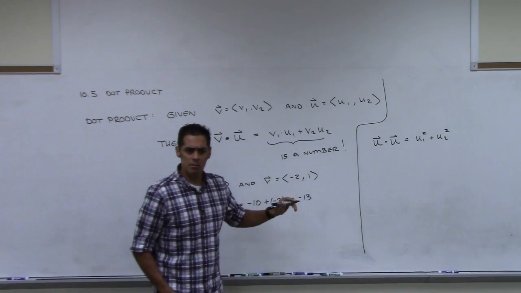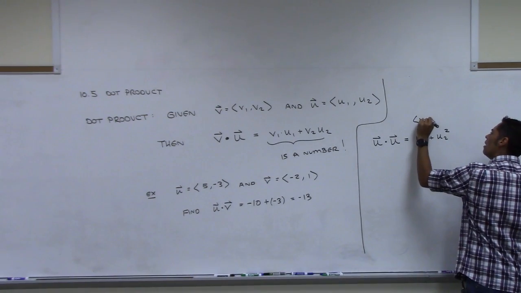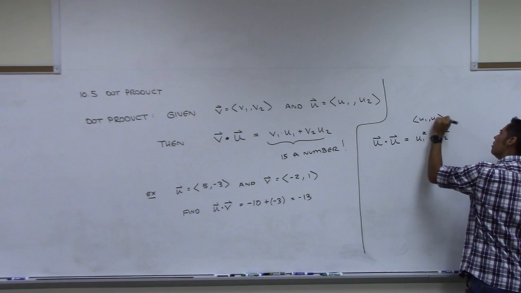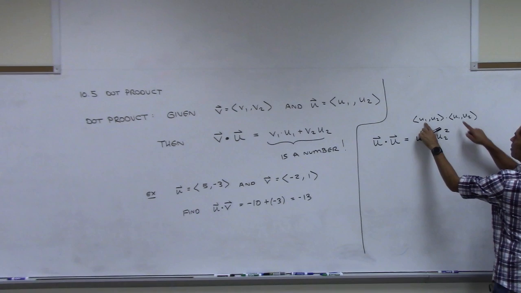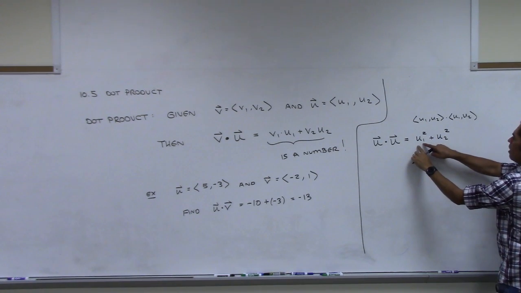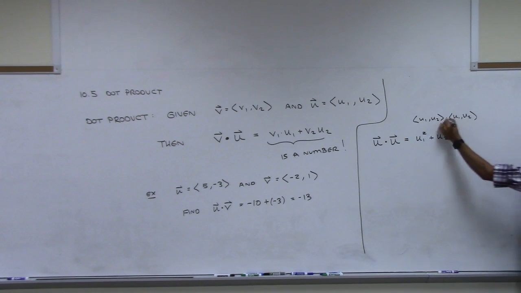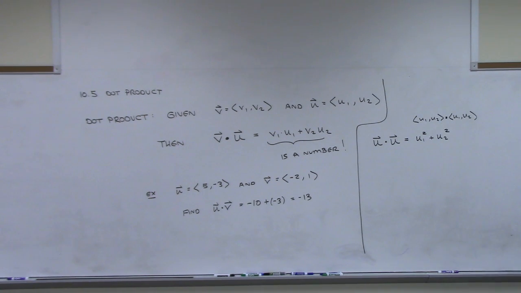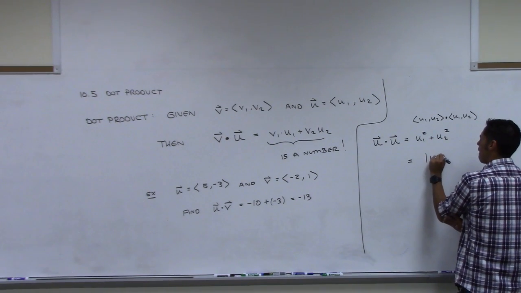Do I need to write it out? We were doing u1, u2 dotted with u1, u2. So you do this times this, that's u1 squared, plus this times this, that's u2 squared. Okay. Now this is a little harder to see, but do you realize that that's this?